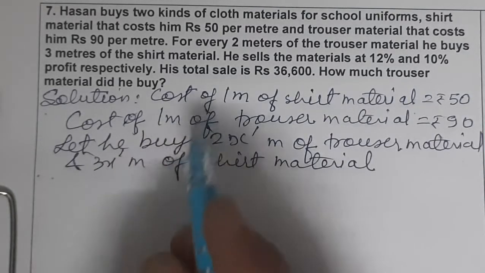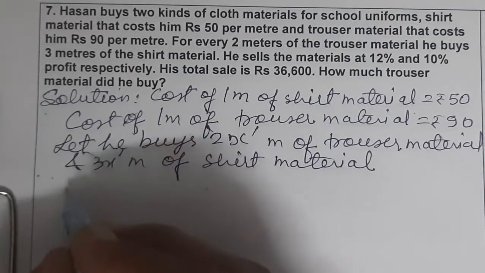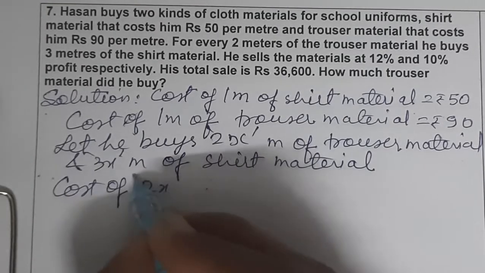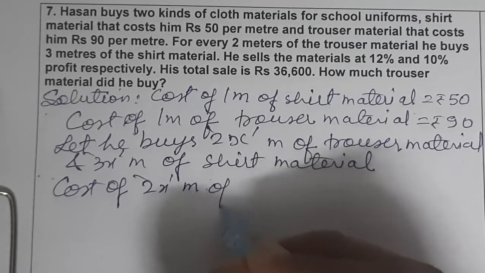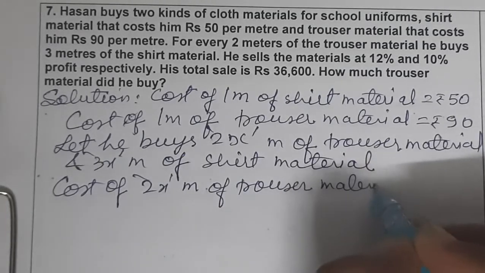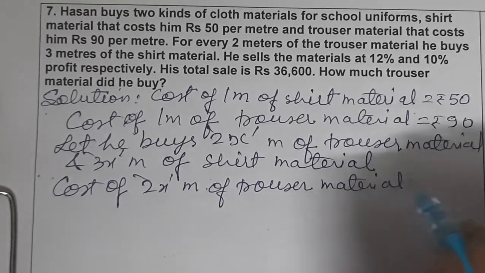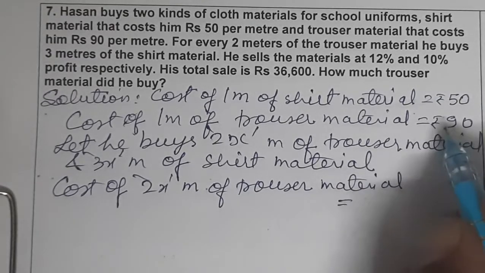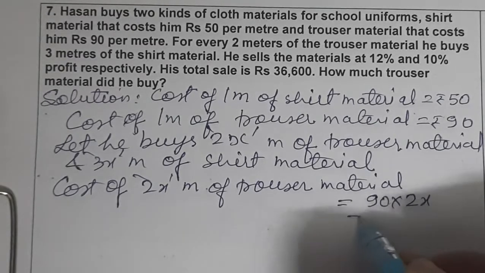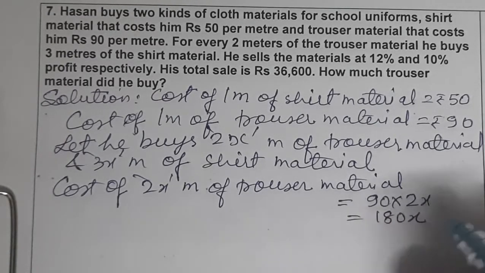Now, after this, let's find the cost of 2x meter of trouser material. What is the cost of 2x meter trouser material? Trouser is 90 rupees per meter. So 90 into 2x. That means 180x.